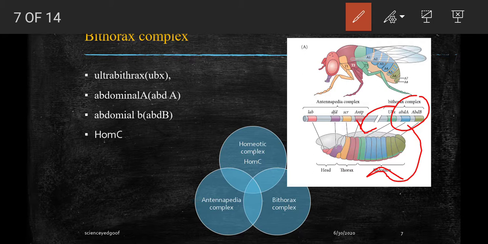And as I've already told you, this complex, the HOM-C, is the region of the chromosome which contains both the Antennapedia as well as the Bithorax. And you know now that the homeotic selector genes are responsible for the specification of the fly's body parts, and if there are any mutations in any of these genes, it will lead to bizarre phenotypes.